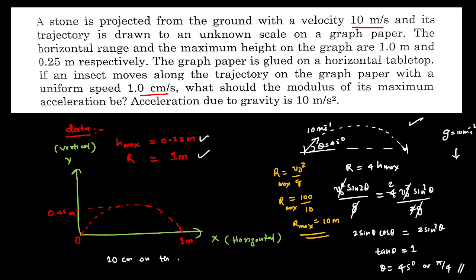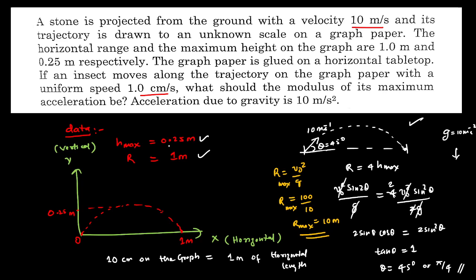on the graph sheet should be equal to 1 meter of horizontal length. So if we use this kind of scaling, then R maximum is 10 meters. If you want to plot it on the graph paper, 1 meter is 10 centimeters, so 10 meters is 100 centimeters. 100 centimeters is 1 meter. That's what we have on the x-axis.